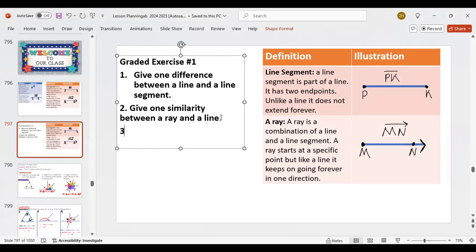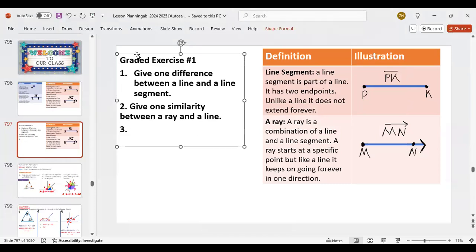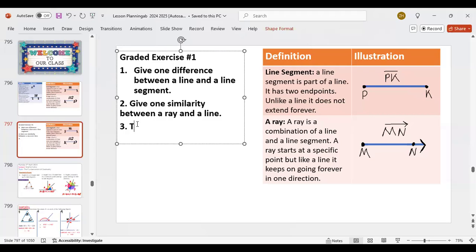Excuse me, Mr. Petit. Go ahead. You want us to write this in our book? No, just write the answers in the chat. You don't have to write down the questions in your book. All right. Number three, true or false. You have to number them. Don't just put the answer, please. Otherwise, I won't know which one you're talking about. True or false: a point shows location. Number four.